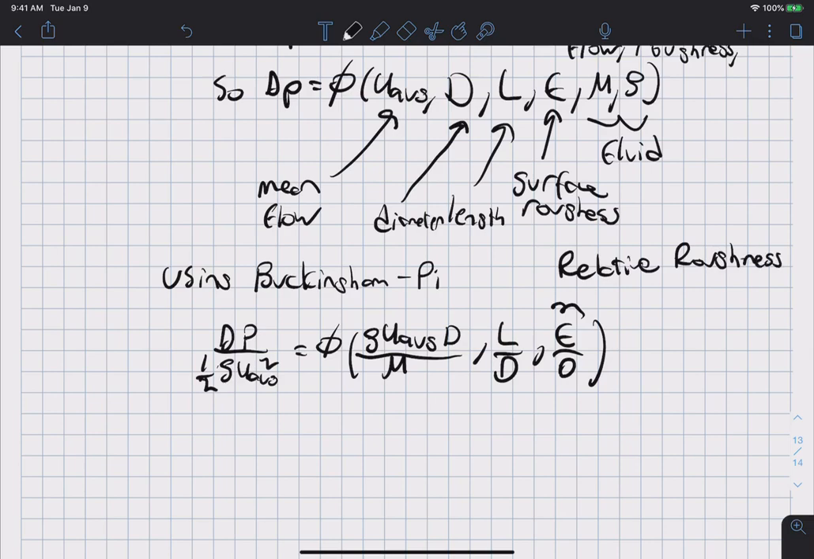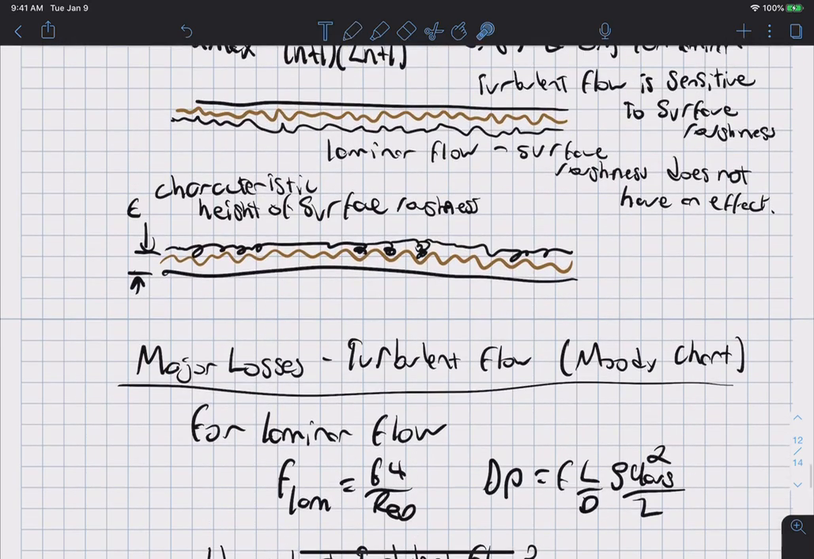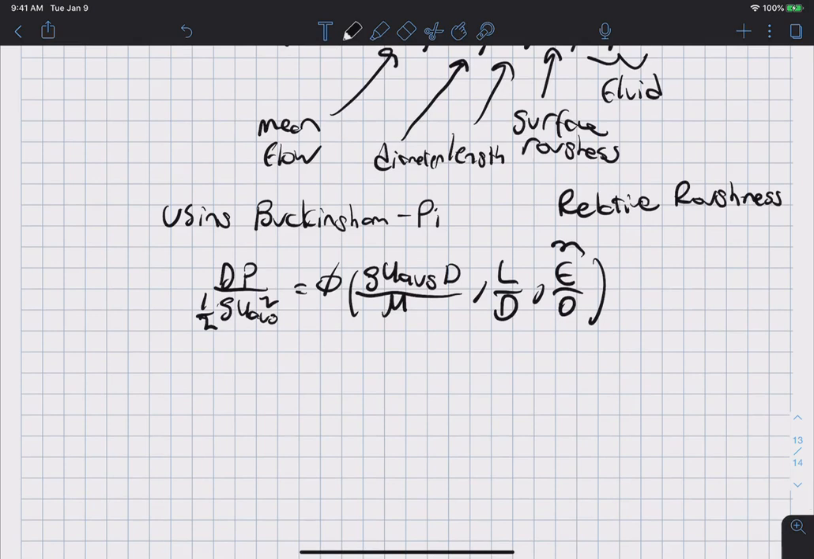And it's just the ratio of the height of the surface roughness to the overall pipe diameter d. Okay. However, this parameter here is just the Reynolds number.